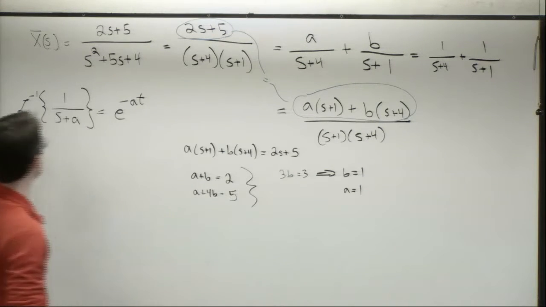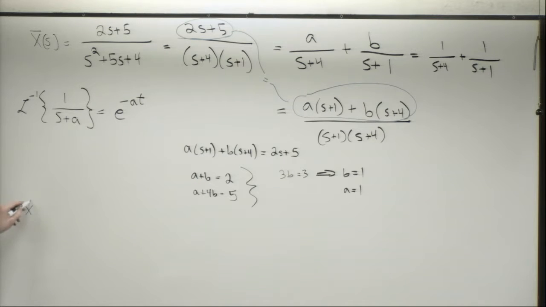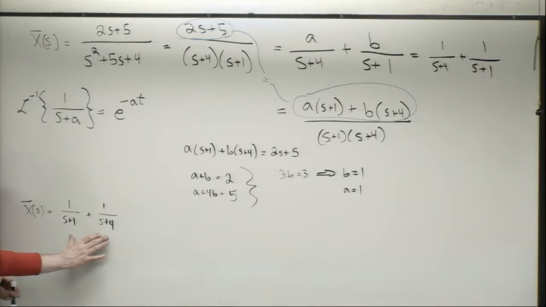Okay, the final step is now we have x bar of s equals 1 over s plus 1 plus 1 over s plus 4. And I'm going to inverse Laplace transform this. And the great thing about Laplace transforms is that they are linear. So the Laplace transform of this is equal to the Laplace transform of the first term plus the Laplace transform of the second term.